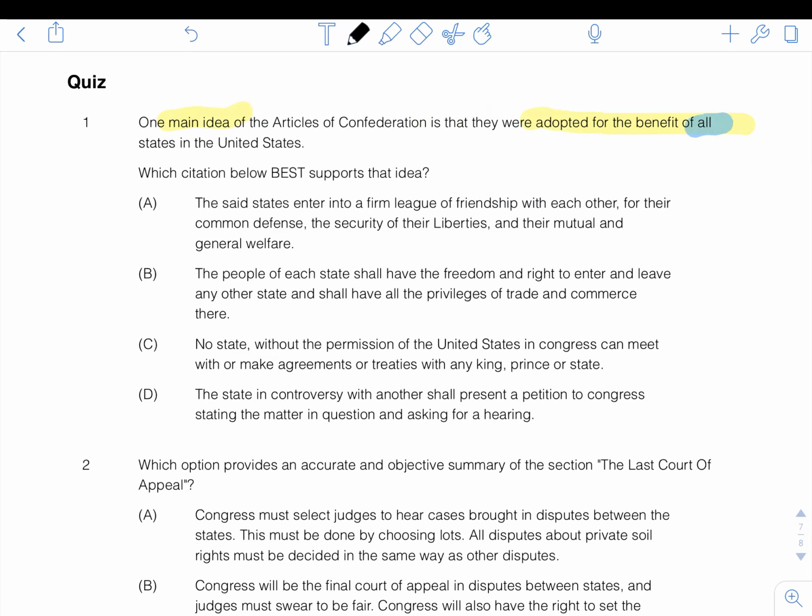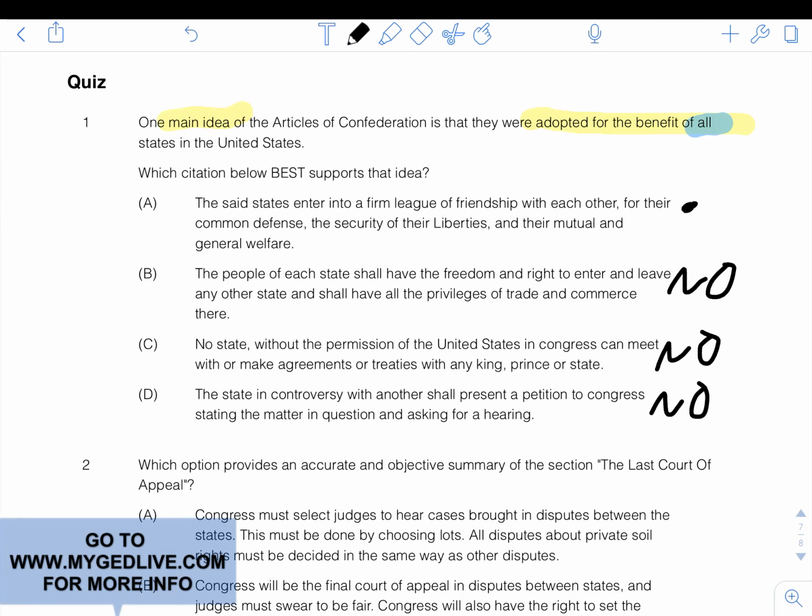So A, the said states enter into a firm league of friendship with each other for their common defense, the security of their liberties, and their mutual aid or welfare. So that's something that we'll kind of put a note by. It sounds good. The people of each state shall have the freedom. No, because that's individual rights. That's not for all. No state without permission of the United States and Congress can meet. No, that's again about individual. And the state in controversy with another state shall present a position to Congress stating the matter in question. Well, again, that's between states. That's not for all. So there's only one here that is clearly for all. And so that's going to be A.